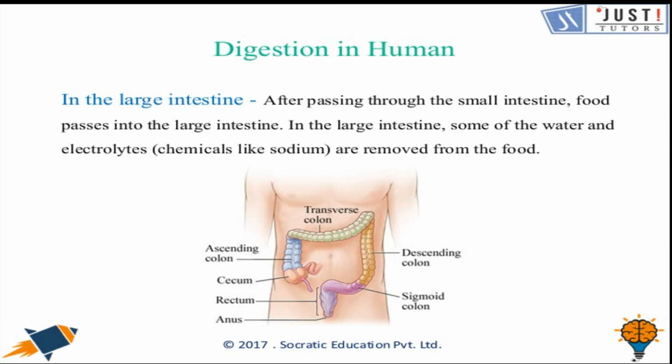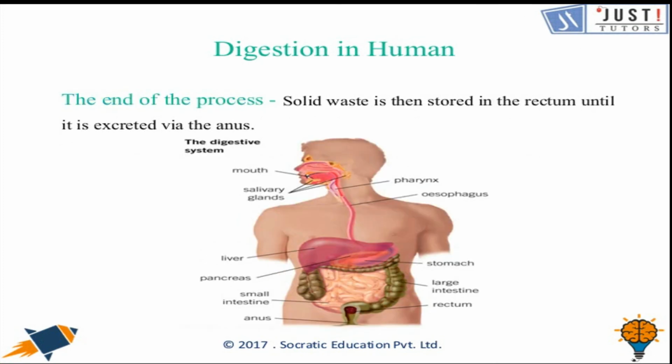Food then travels upward in the ascending colon. The food travels across the abdomen in the transverse colon, goes back down the other side of the body in the descending colon, and then through the sigmoid colon. After passing through the small intestine, food passes into the large intestine. Then the next is the end of the process.